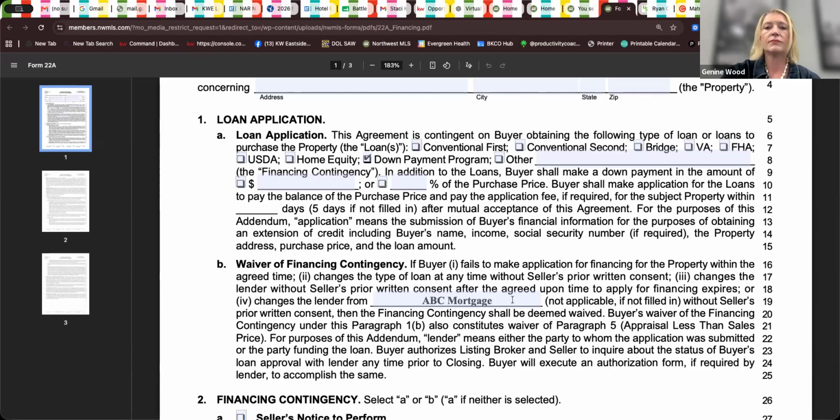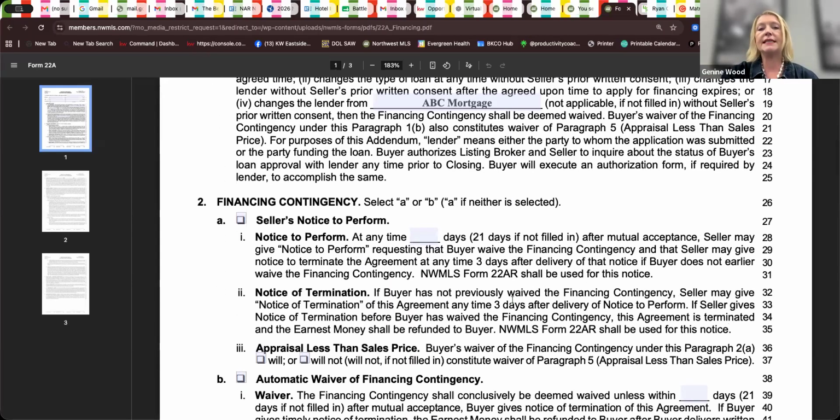Okay. Financing contingency options, 2A, 2B. 2A, buyer friendly. 2B, seller friendly. If you do not check a box, A automatically applies. So this does have a default. Some do, some don't. Again, this is buyer friendly.